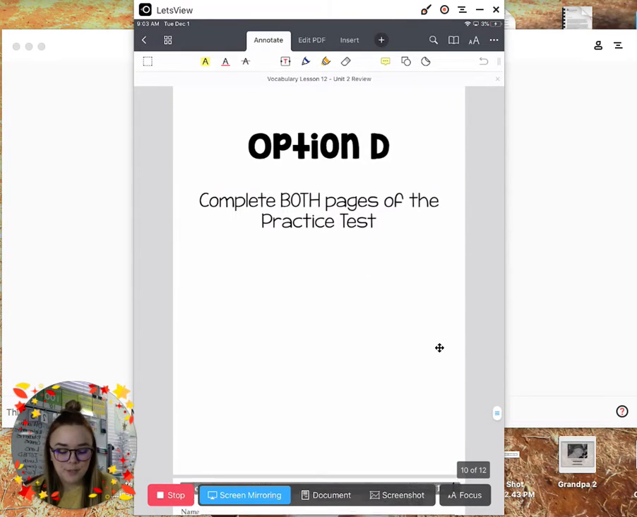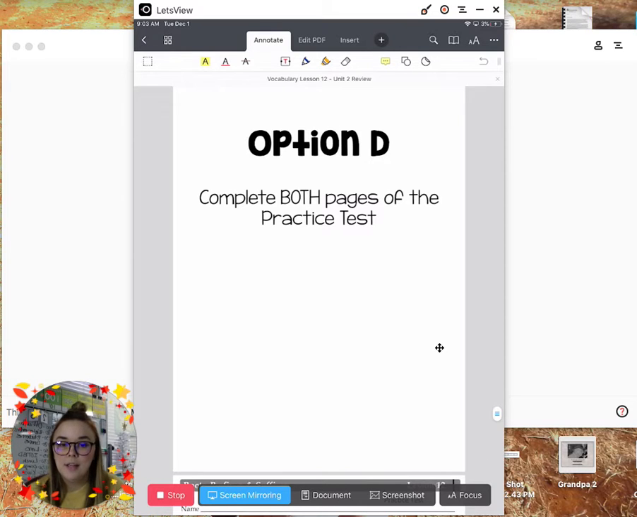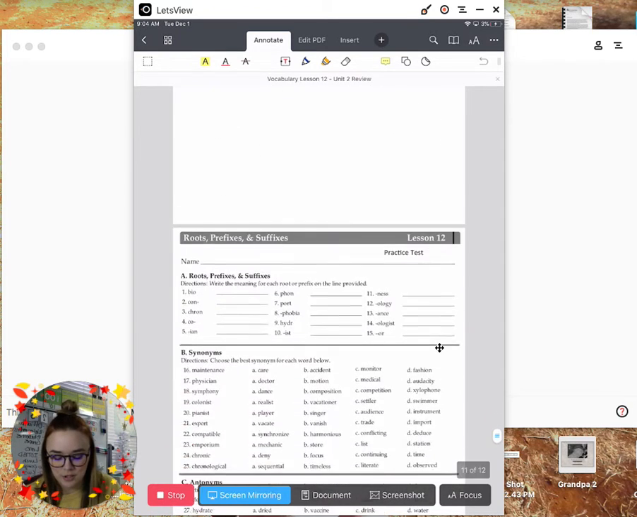Option D is to complete both pages of the practice test. If you're choosing to take the practice test, then try to do it from memory if you can, and then go back and correct yourself. Take a look at your word list after you do it. But try to do it without your word list first and see how much you remember. Then you know what words you need to study or what words you need to really look at.